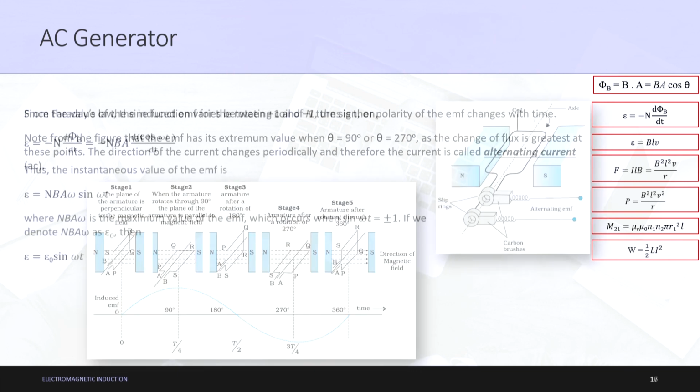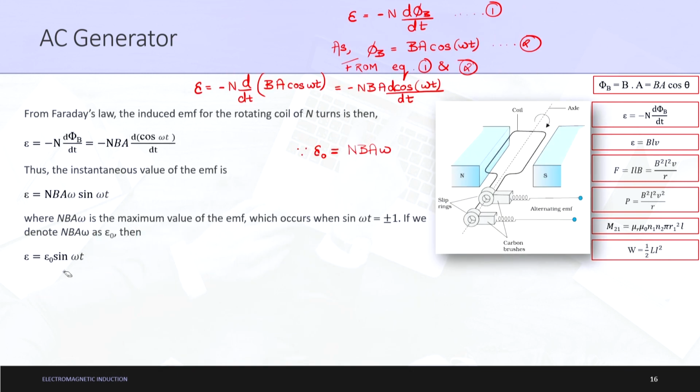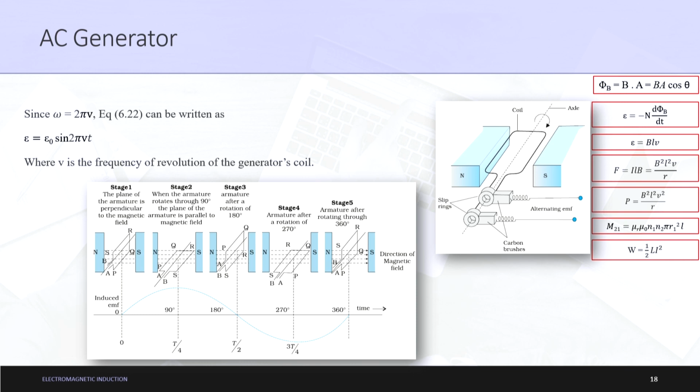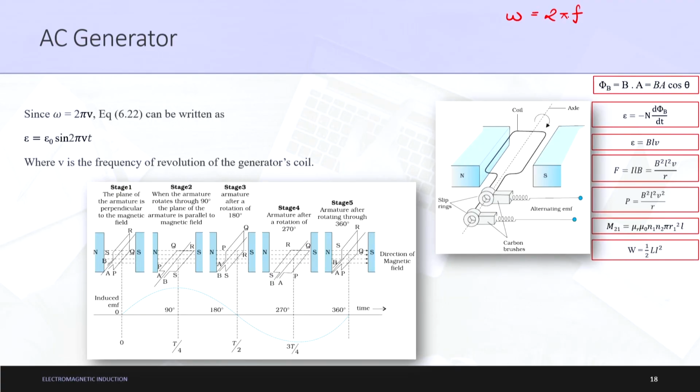Again, a further discussion of this concept. Finally, we got that epsilon is equal to epsilon naught sin omega t. Since we know that omega is equal to 2 pi f, where f is the frequency with which it is moving, it can move fast or slow. The complete movement is nothing but omega equal to 2 pi f. In some books you can write it as 2 pi nu, n u, nu.